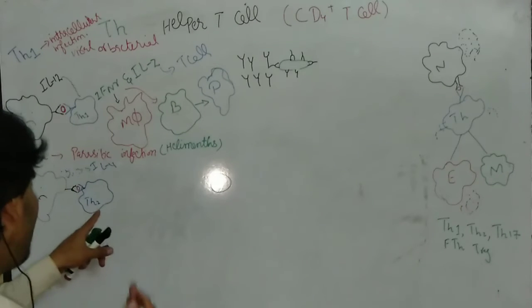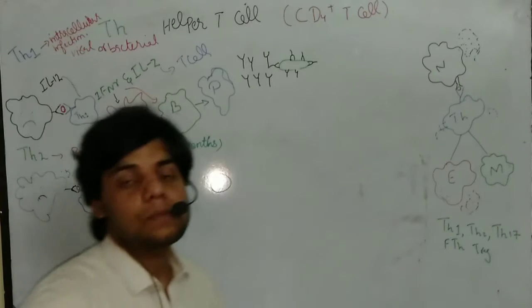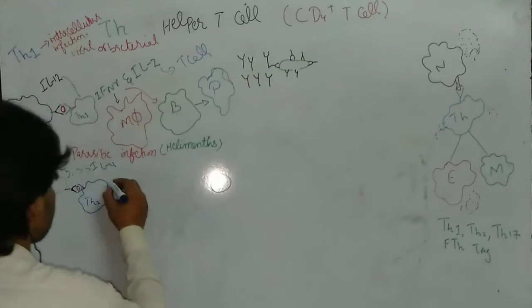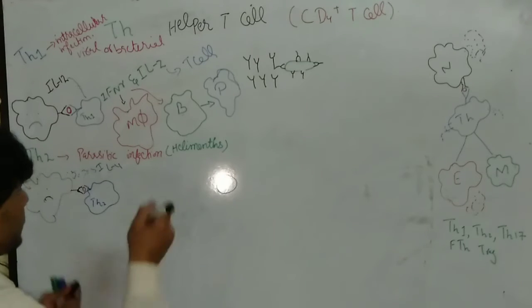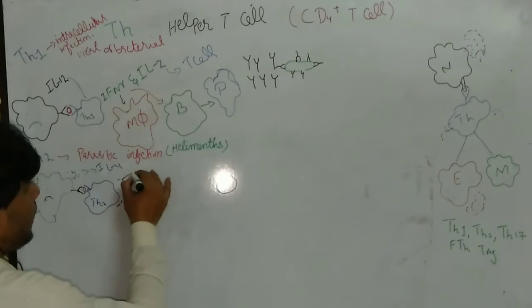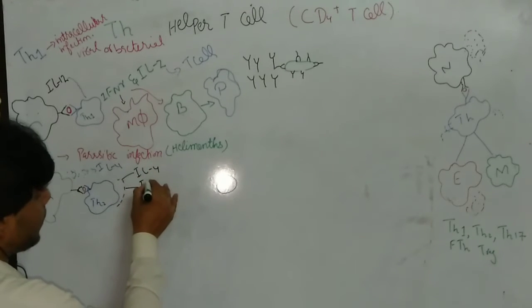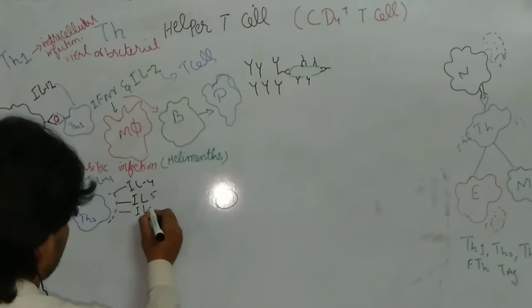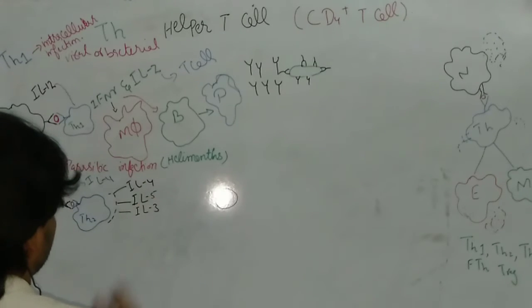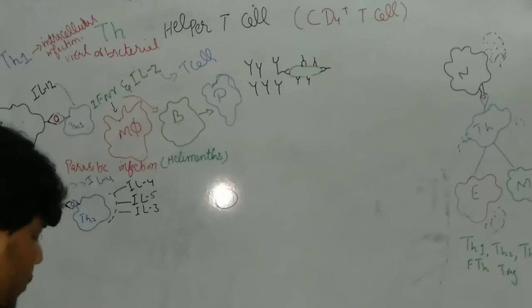What will this helper T cell 2 decide? It will secrete interleukins, which we call interleukin 4, interleukin 5, and interleukin 3. Now, what will interleukin 4 actually do?